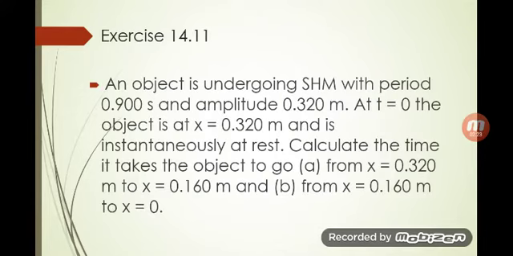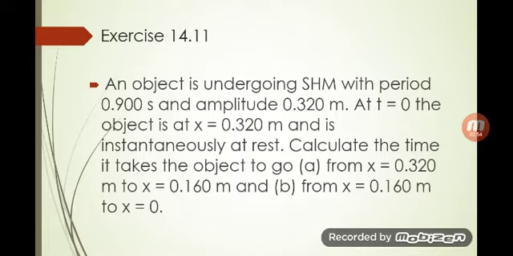Now, let's move on to 14.11. An object is undergoing SHM with a period of 0.9 seconds and an amplitude of 0.32 meters. At t equals 0, the object is at x equals 0.32 and is instantaneously at rest. Calculate the time it takes the object to go from x equals 0.32 to x equals 0.16, and from 0.16 to x equals 0.